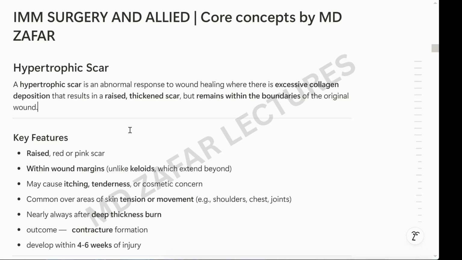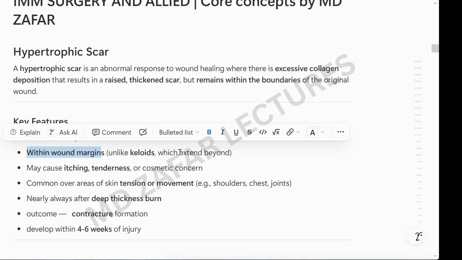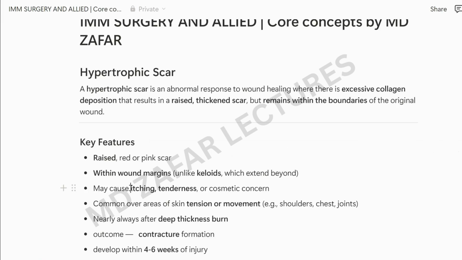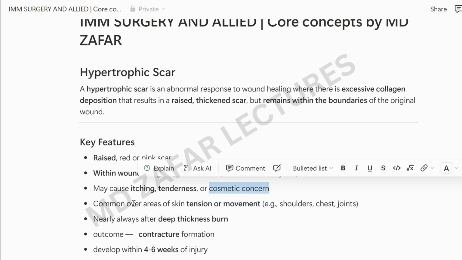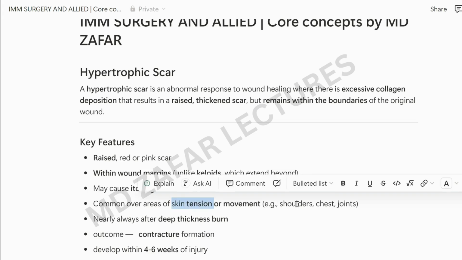So what are the key factors related to hypertrophic scar which can be asked in the MCQs? It is a raised red or pink scar. It lies within the wound margins, unlike keloid, which is the counterpart of hypertrophic scar and extends beyond the boundaries of the wound. It may also result in itching or tenderness and can present with cosmetic concerns as well. The common site of development is an area of skin tension or movement, that includes the joints, for example the shoulder joint or any other joint, and over the chest.